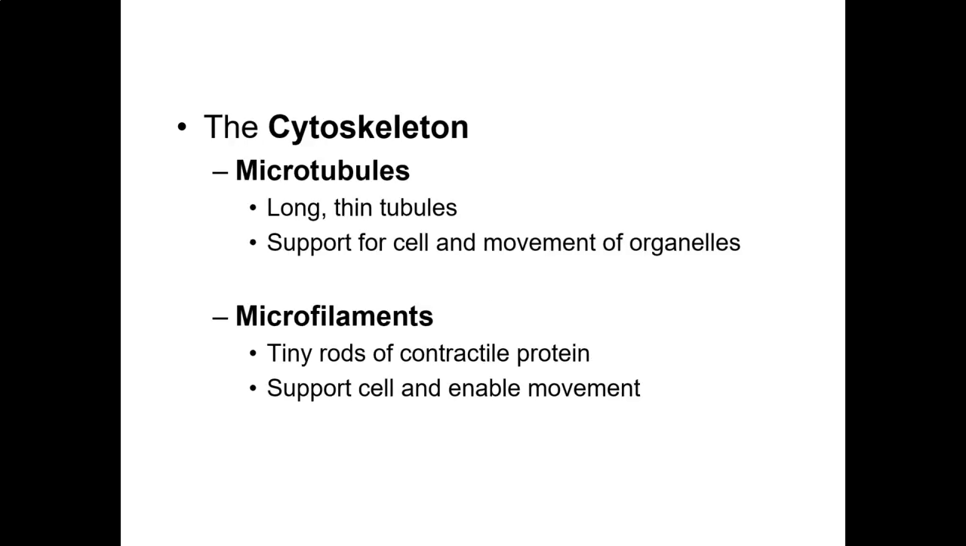Here's that cytoskeleton that I mentioned earlier. It is composed of microtubules and microfilaments, which are basically just different types of tubules that give support to the cell and allow for movement of these organelles within that cytoplasm. Because everything's kind of moving around and doing what it needs to do.